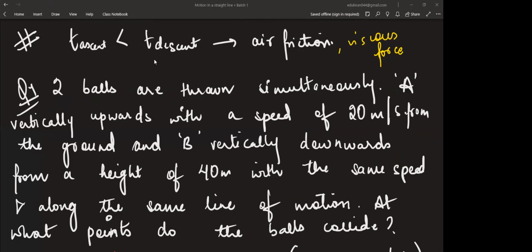This line says that time of descent and time of ascent are equal, which I have already told you. Just in case you have dissipative forces like air, friction, or viscous forces, then time of descent becomes greater.